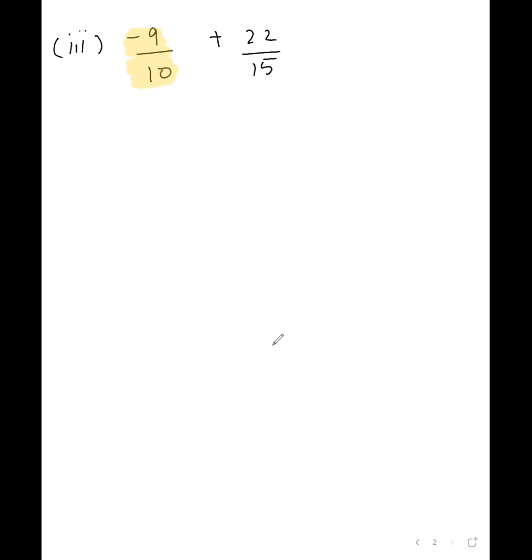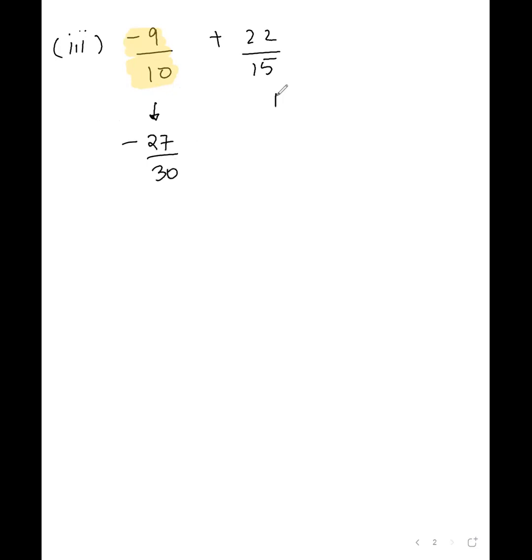No, sorry. 30. Very good. It is 30. So both of these fractions, you have to make them into such a fraction that its denominator is 30. So what will the first one become? Minus 27 by 30. Very good.